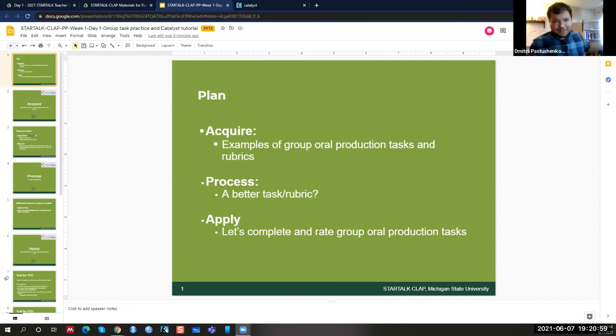So in my part of the presentation, we will talk about tasks and rubrics. I'll show you some examples, and we're going to acquire, process, and apply. That's the new PPP, present, process, produce, if I remember correctly, but this time it's acquire, process, and apply. We're going to think about what makes a good rubric, and then you will try tasks and rubrics. So we'll have raters and we'll have students, but we're going to do English this time, not Arabic or Russian.